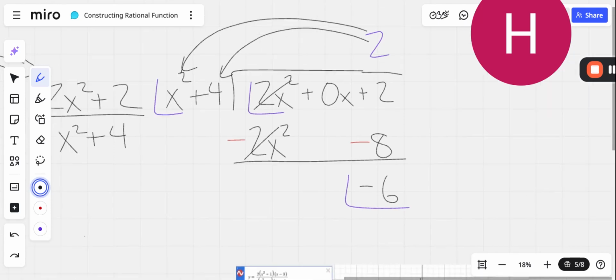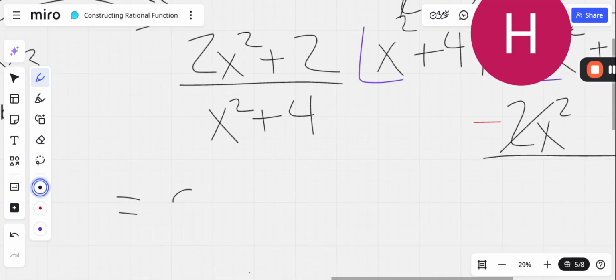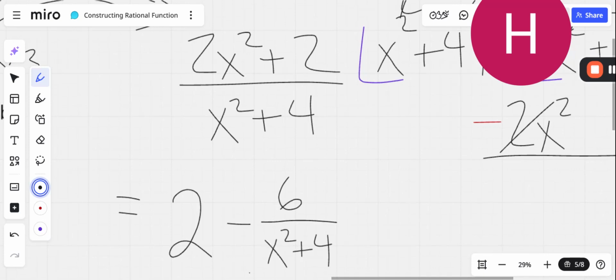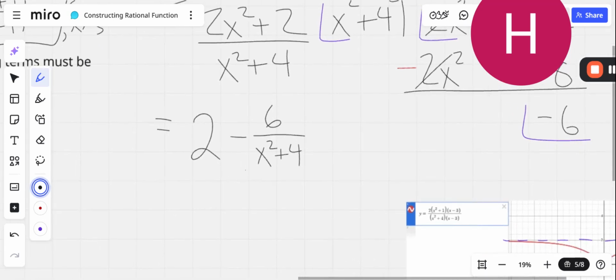So that means that our division here, 2x squared plus 2 over x squared plus 4, really just equals 2 minus 6 over x squared plus 4. That's how we express the remainder. Right? Like if you were dividing, I don't know, 45 by 7, you would take 6 sevens out, and you would be left with 3. So you would say 6 plus 3 sevenths. It's kind of like what we're doing here. You're saying 2 whole x squared plus 4s, but then minus 6 divided by x squared plus 4.